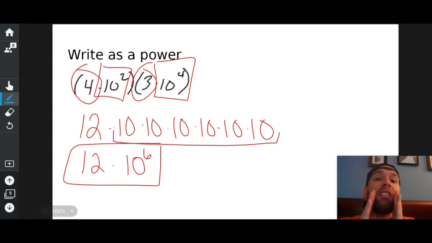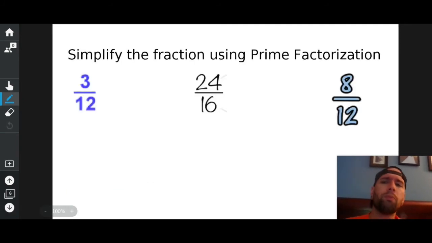That's called scientific notation. But we're not there yet. We don't know what scientific notation is. We haven't learned it. So let's just leave that on its own.